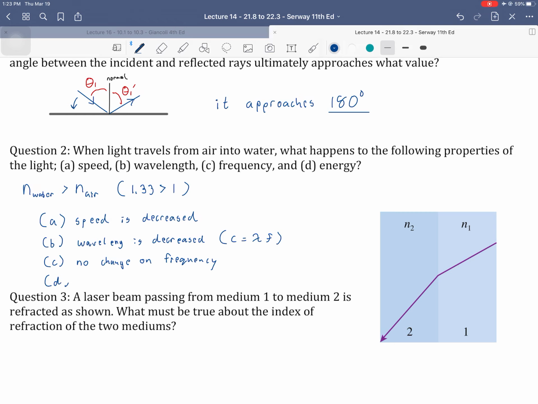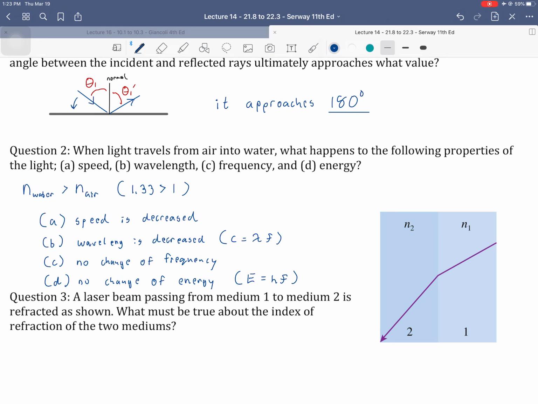And lastly, the energy. Well, if the frequency isn't changing, then the energy isn't changing either. I'll say of instead of on. So no change of energy either. And in fact, if you think about it, that's almost the best explanation of why the frequency doesn't change, because it's the same light. There has to be conservation of energy.